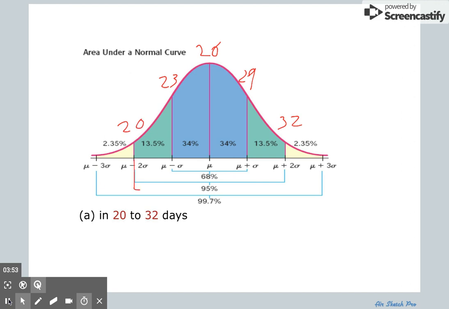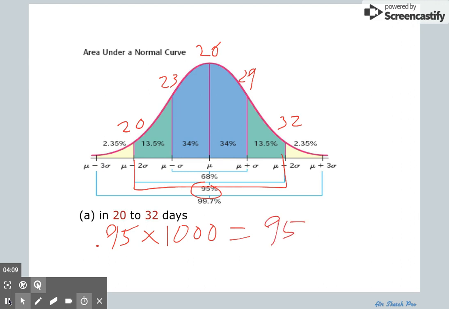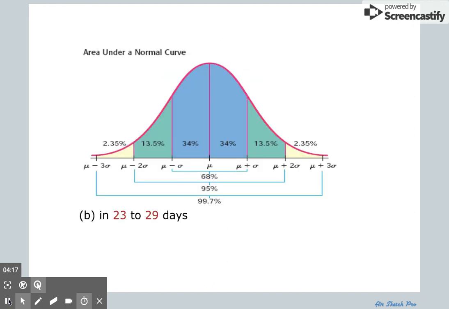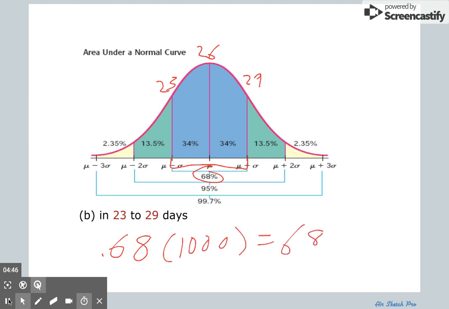So I'm looking for the area between mu minus 2 sigma and mu plus 2 sigma. Via the empirical rule, that value is 95%. So we would take 0.95 and multiply it times the 1,000 eggs. We would expect 950 of the 1,000 eggs to hatch. All right, from 23 to 26 days, I believe this was 26 at the top. Standard deviation was 3, so this is 23 and this is 29. The probability that 1 egg hatches between 23 and 29 days would be 68%. I'm going to multiply 0.68 times the 1,000 eggs and get 680. So of the 1,000 eggs, we would expect 680 of them to hatch between 23 and 29 days.